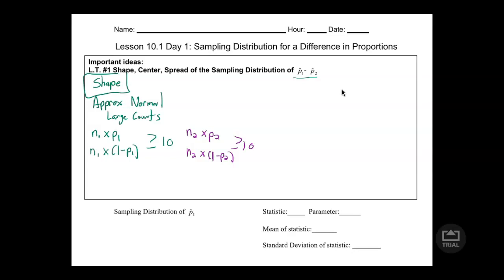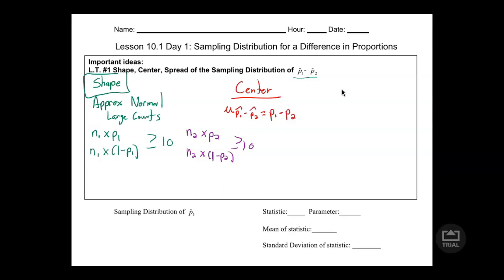The center. Just like we had a sampling distribution where the mean of p hat would be equal to the parameter, it's going to be true for our mean with our difference of proportions. If we take the mean of the difference of the proportions, p hat 1 minus p hat 2, it's going to be equal to the parameter p1 minus the parameter p2.